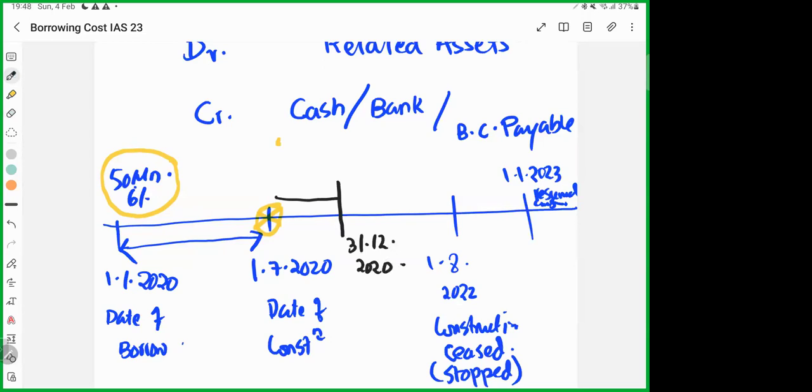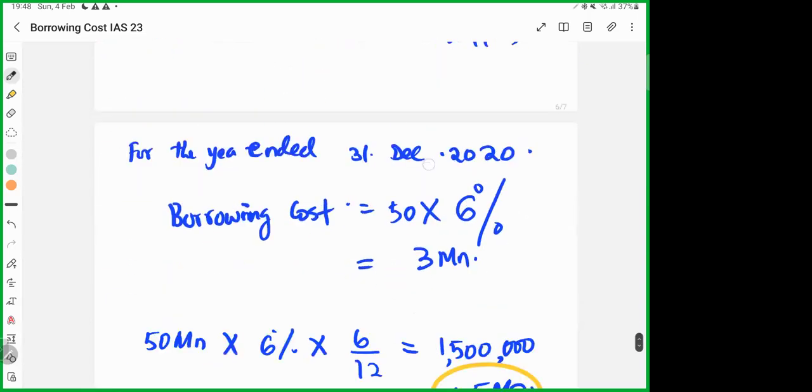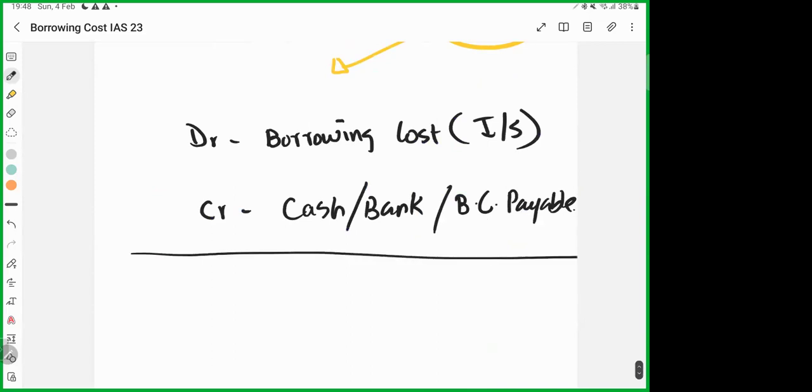During this period, the same 6 months, so how much is the calculation? So here 1.5 million, correct? Yes. So here how much? Same 1.5, right? Yes, it is the same double entry. What do you think the double entry will be? Debit borrowing cost.